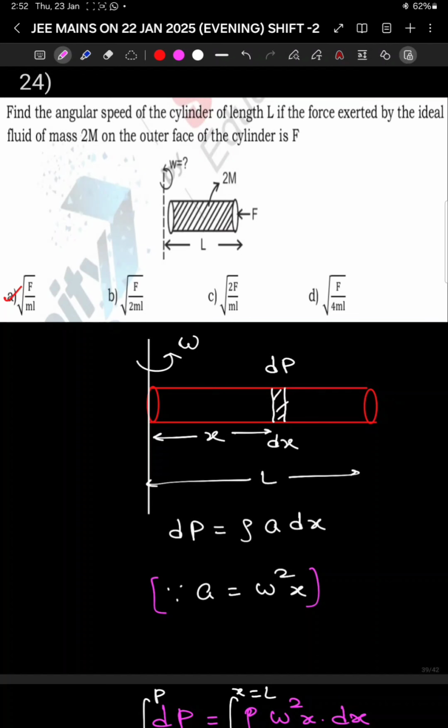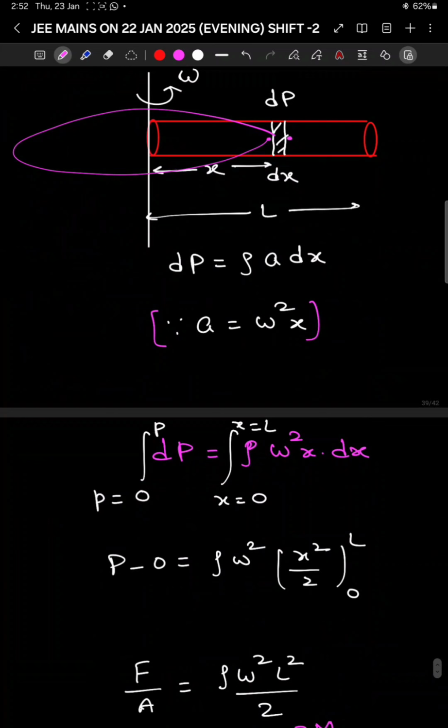Next question. Here a cylinder of length L is there, filled with liquid having mass 2m. With respect to one end, if the cylinder is rotated horizontally, then what is the force acting on the other end, they are asking. At this end they are asked to find the force. At a distance x, consider a small elemental part of thickness dx, and the pressure difference between these two points is dp. Along the x-axis, the pressure difference formula is rho a dx, where a is the acceleration, omega square x, when it is undergoing a circular path like this. Substitute the a value there and integrate.